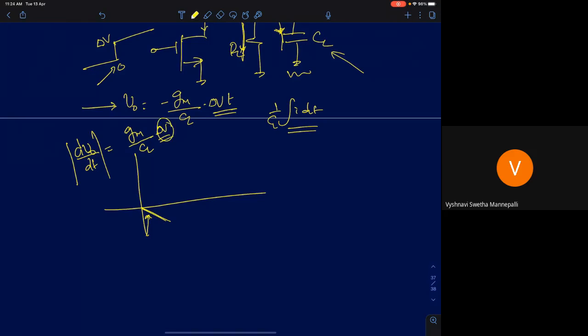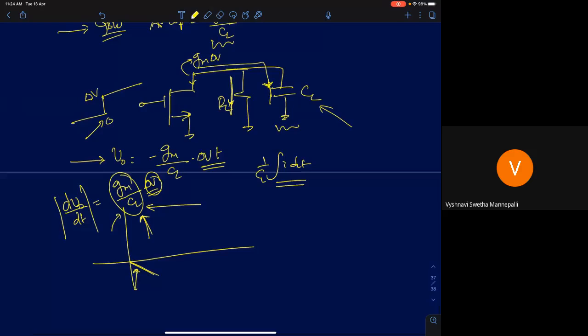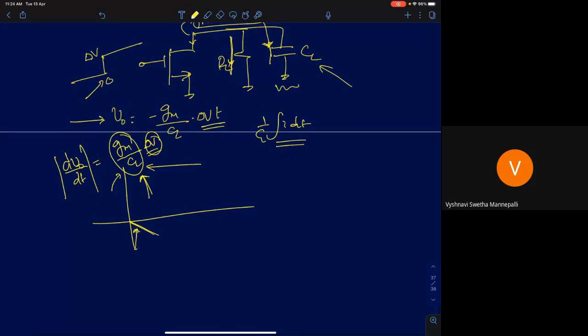So for a given delta V, Gm by CL is the maximum slope with which your output is changing. Your output will change with the maximum slope given by Gm upon CL. This is the maximum slope with which your output can change. That's it. So this is what I wanted to convey.